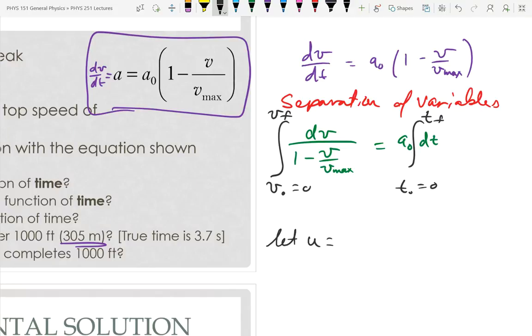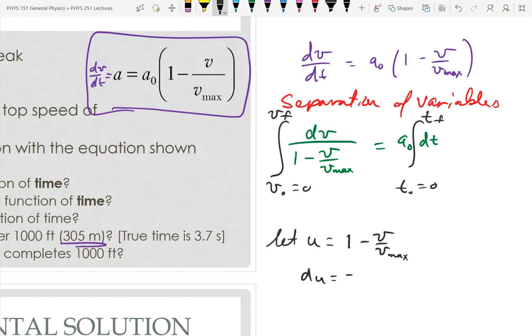What's a good u substitution? I'm going to put the whole denominator. And if I do that, then what's du equal to? Could you take it out of the fraction form? Okay. No, not really. Not v squared. What's the derivative of v? 1. Okay, it's 1, but it's with respect to v, so it's dv.